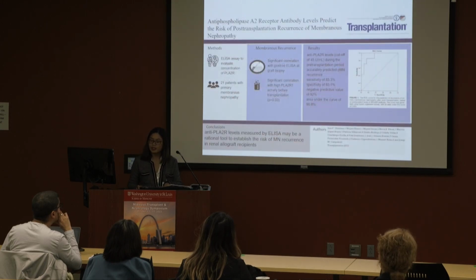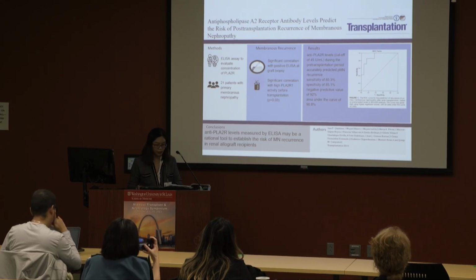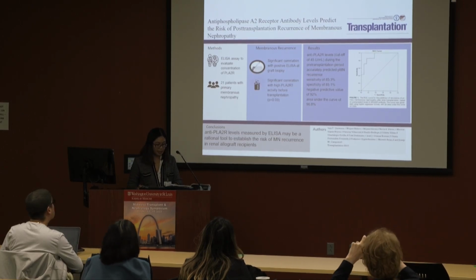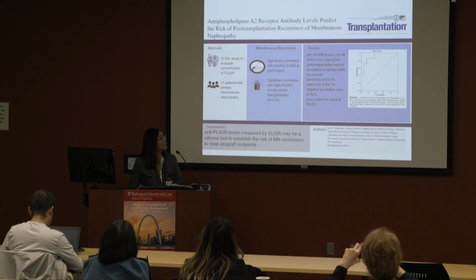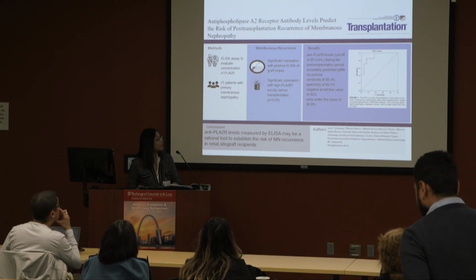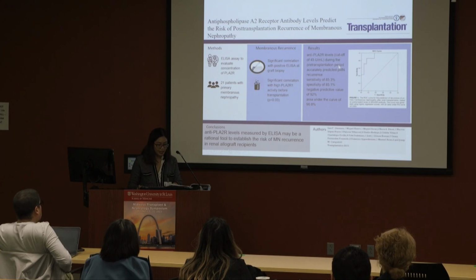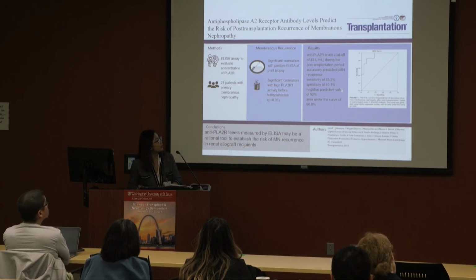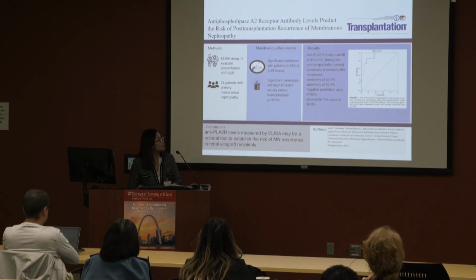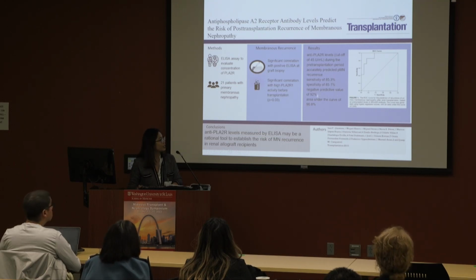And then this was another study looking at anti-PLA2R antibodies. It was 21 patients with primary membranous nephropathy. In this study, they found significant correlation with positive ELISA at graft biopsy and high PLA2R levels before transplantation and the recurrence of membranous nephropathy. They created a receiver operating curve, and they found that with a level of 45, this could predict membranous nephropathy recurrence with a sensitivity and specificity of around 84% and a high area under the curve and negative predictive value.